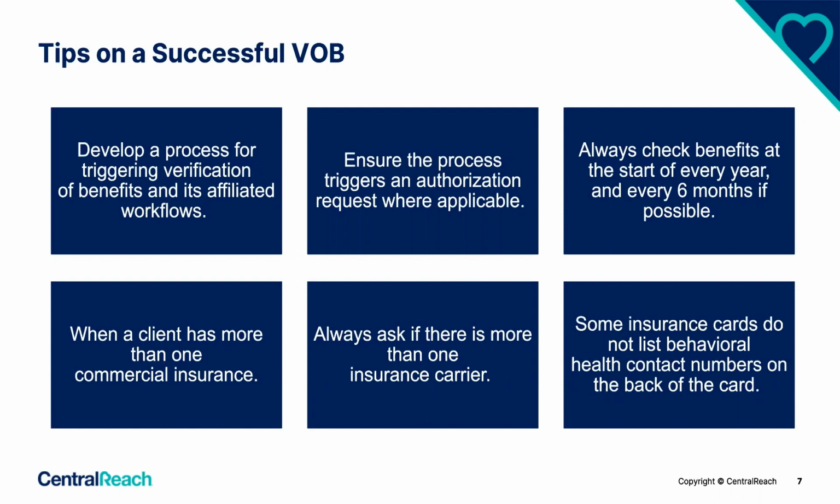You also want to ask the family if they have more than one insurance carrier. Do they have a primary? Do they have a secondary? Do they have a tertiary? Is there any financial assistance? Are there any grants that they're using to pay for their copays or their out-of-pocket responsibility? You want to make sure that all this information is recorded with the verification of benefits.